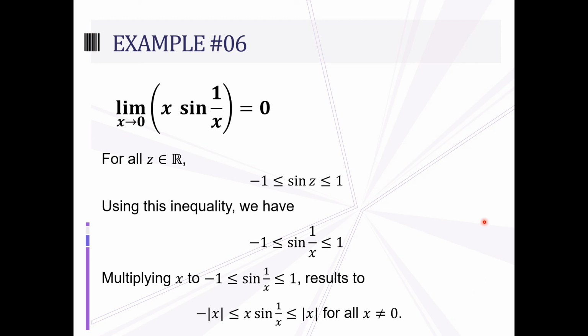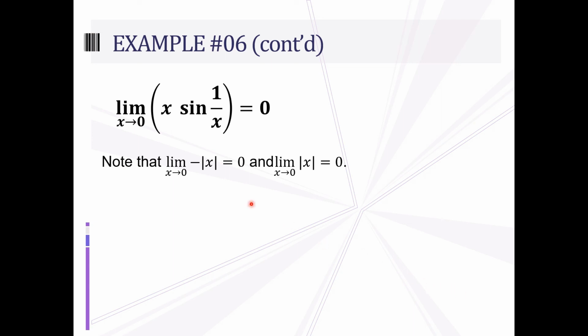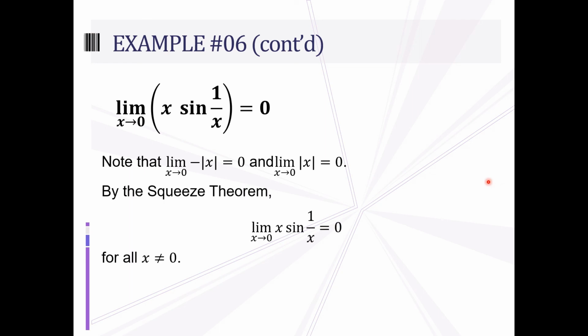Pero, pwede naman, kung gusto ninyo, i-divide niyo yung dalawang cases, yung case na x is greater than 0, tapos yung isang case na x is less than 0. Okay? You will arrive at the same conclusion. But for this case, ginamitan na lang natin siya ng absolute value. So note that yung limit nung negative absolute value of x natin is equal to 0 at yung limit ng absolute value of x natin is also equal to 0, which tells us that by the squeeze theorem, the limit of x sine 1 over x as x approaches 0 is equal to 0 for all x not equal to 0.